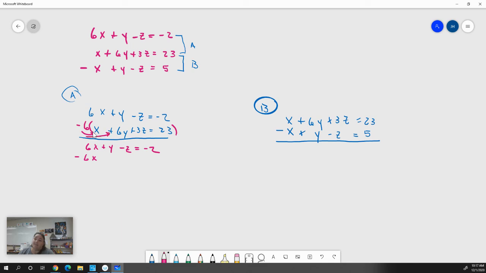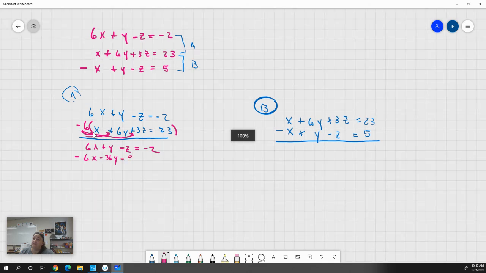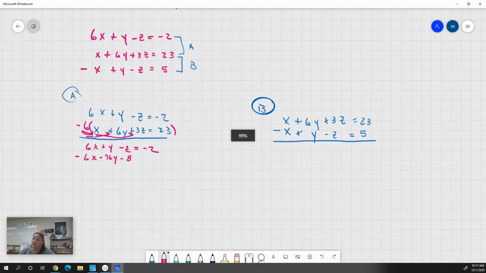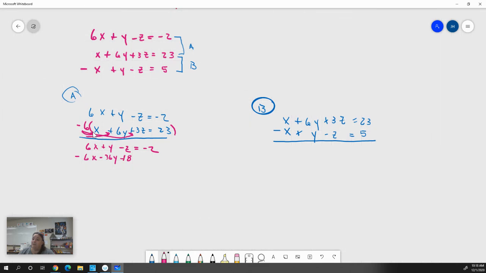Here I have minus 6 times 6y, which is going to give me negative 36y. And then I'm going to have negative 6 times 3z, which gives me negative 18z. And here I have 23 times negative 6. I just know it's going to be negative something, right? 6 times 3 is 18. Carry the 1. 6 times 2 is 12. 138. So I have negative 138.